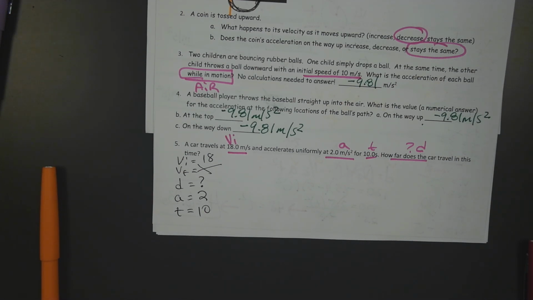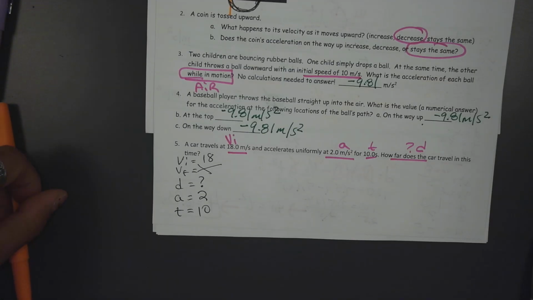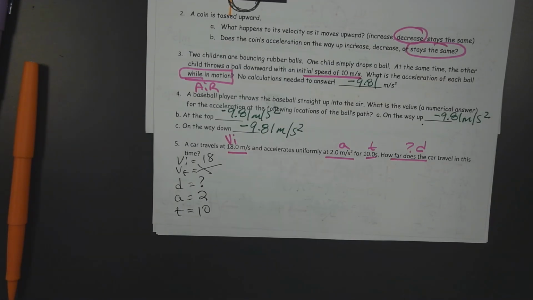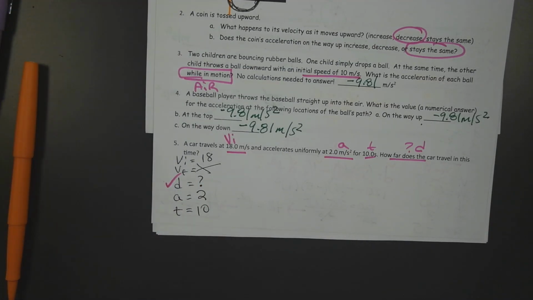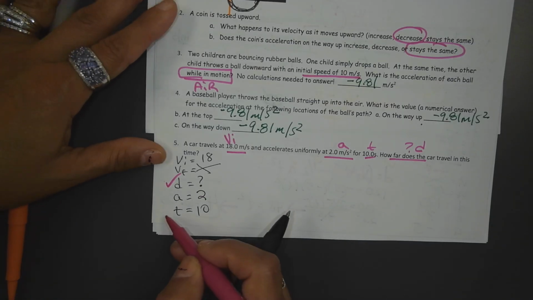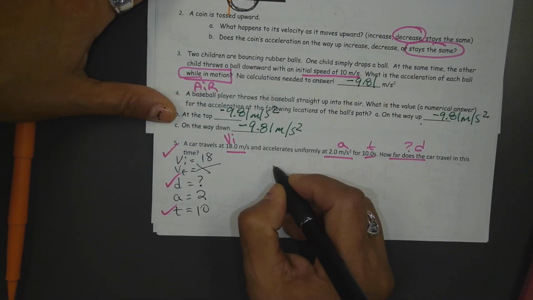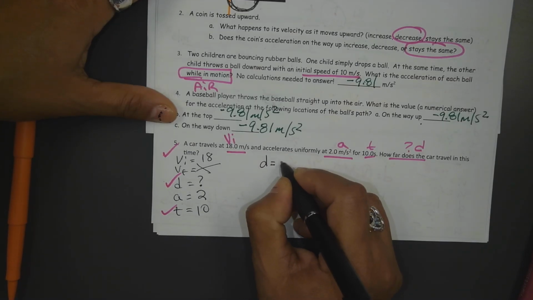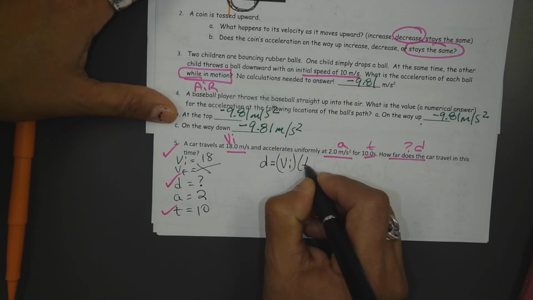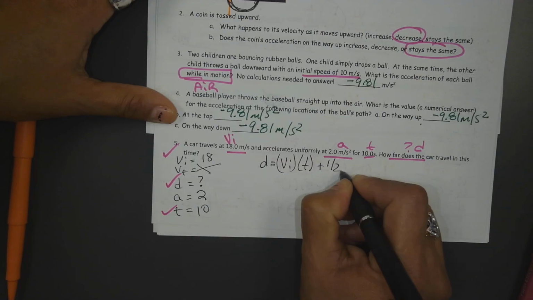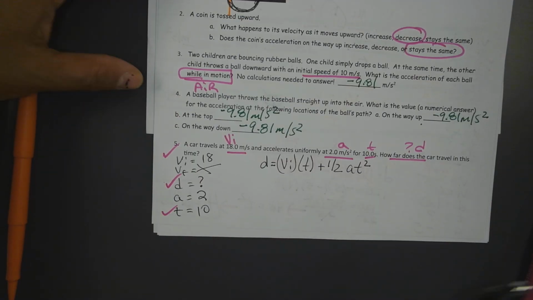But here, using the flow chart, was distance ever used, talked about, discussed, or looked for? Yes, it was. It's my unknown. Was T ever talked about? Yes. And was VI given to me? Yes. Those are the three questions of the flow chart. So for this situation, my equation is D equals VI times T plus 1/2 AT squared.